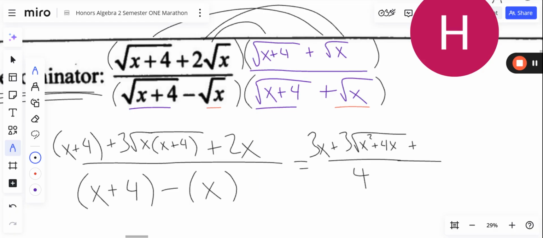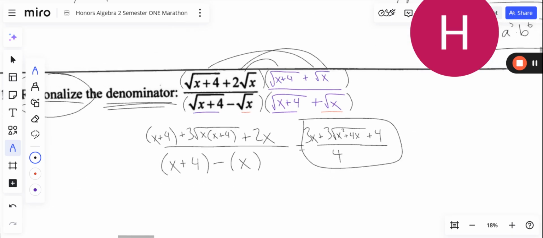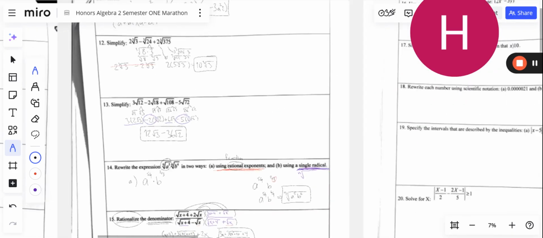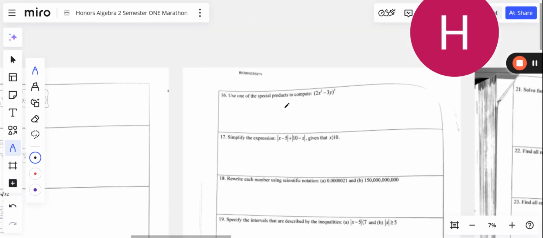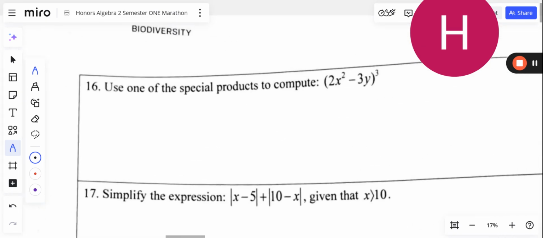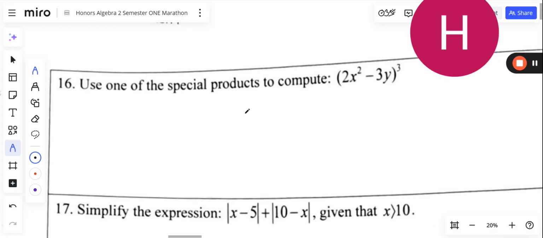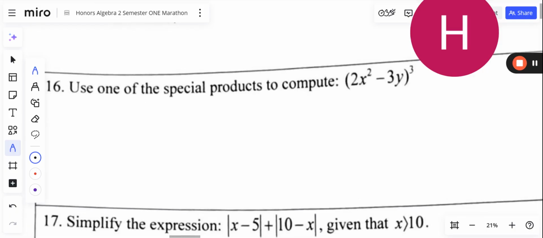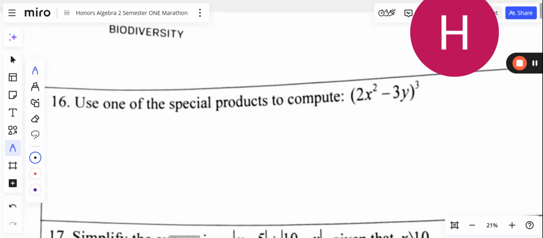And then plus 4. There we go. Wasn't so bad, was it? All right, moving forward, we are almost 1/6 through this, but not quite. We're about 1/7 through it, realistically. Use one of the special products to compute this.